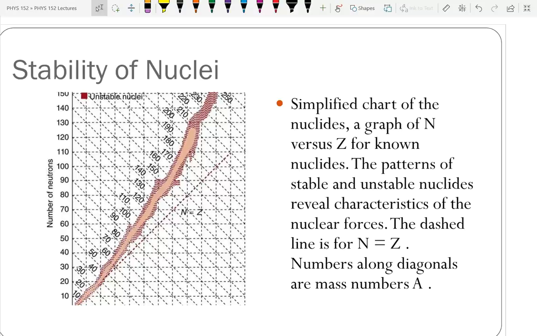So that's why when you look at stable nuclei, that dashed line would be the same number of neutrons as protons. And that's approximately what we have up until about an atomic number of 20, up until around calcium. After that, you have a very big deviation with a lot more neutrons than protons, because that's necessary to hold it together.